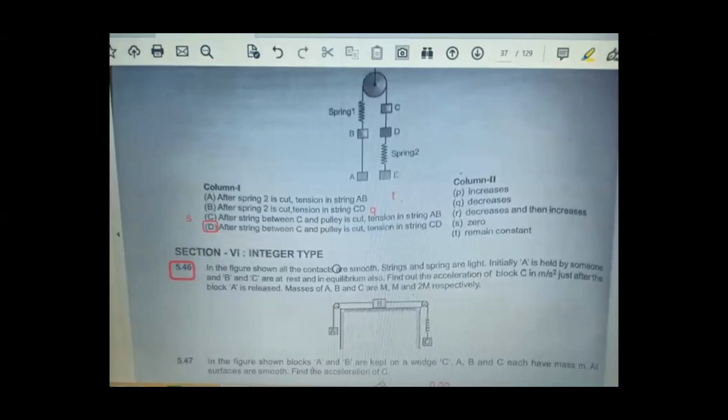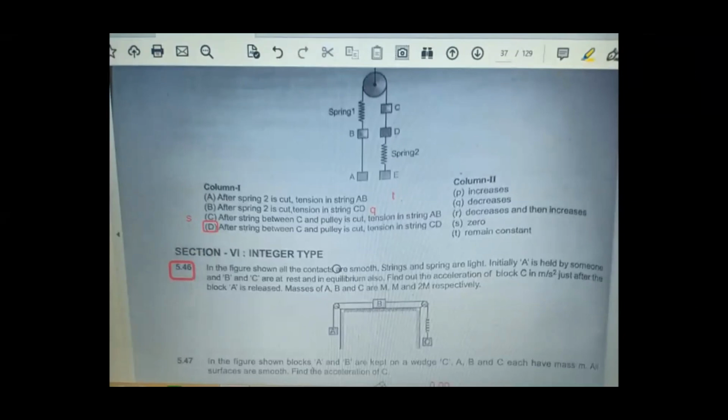Sir, A and B are of 3m and rest all are of 2m. Okay. So A and B are 3m each, and the other three are 2m each. So on both sides, the total mass is the same, 6m and 6m, right? So the system is in equilibrium. Yes, sir. Now tell me how much will be the tension in spring 1? The tension in spring 1 will be 6 mg.